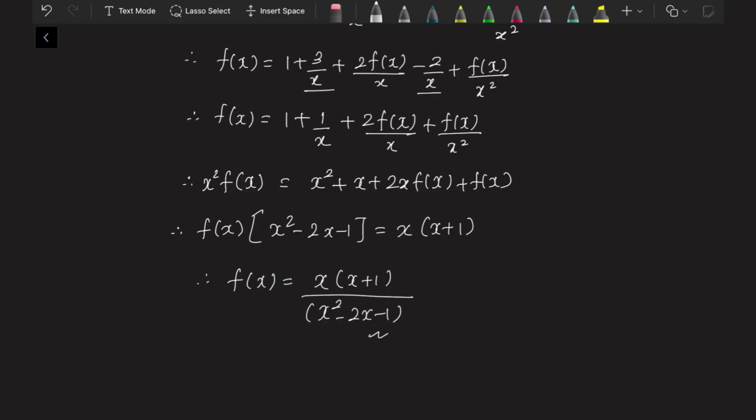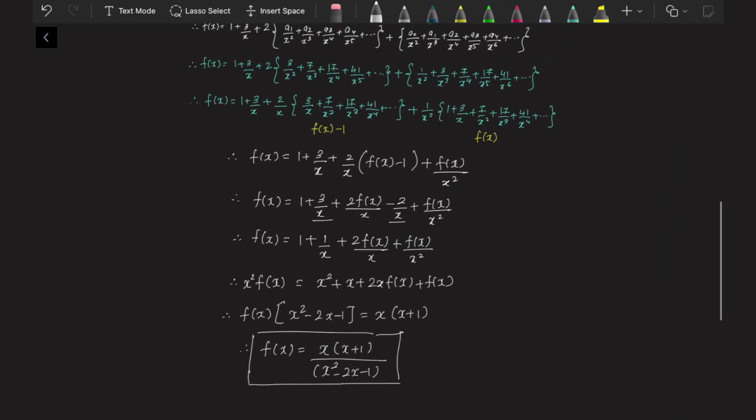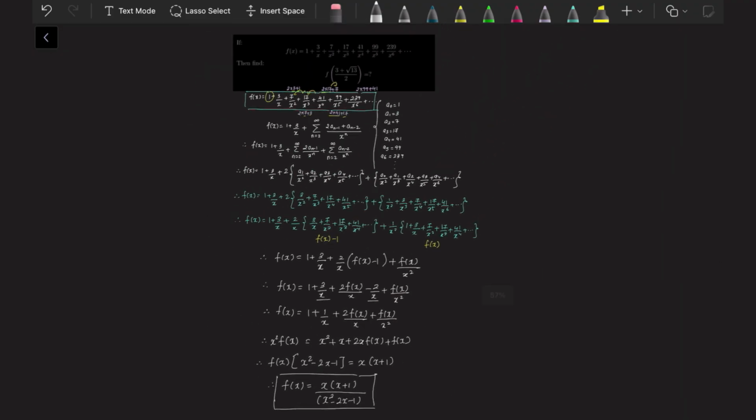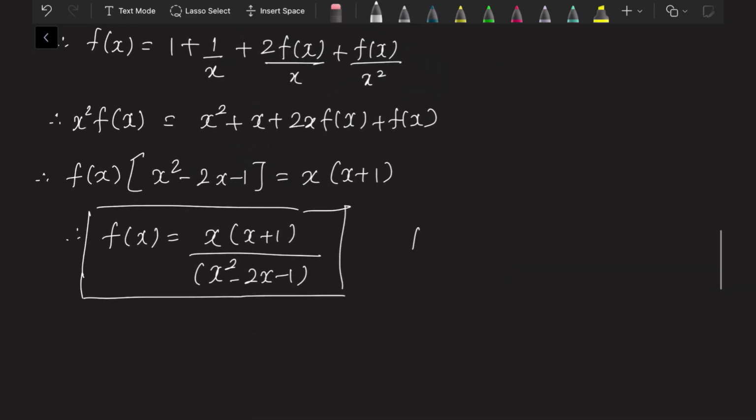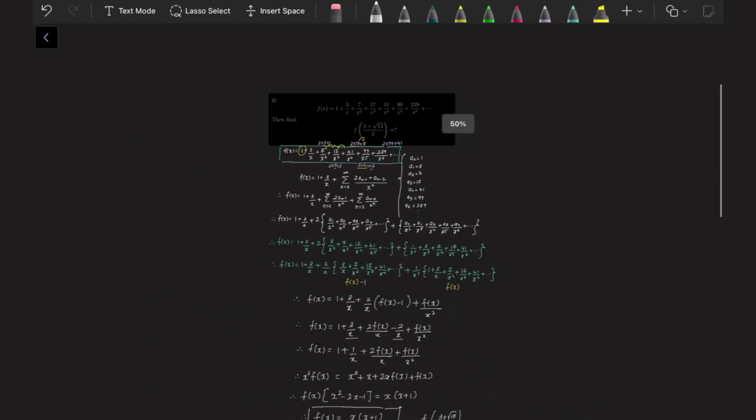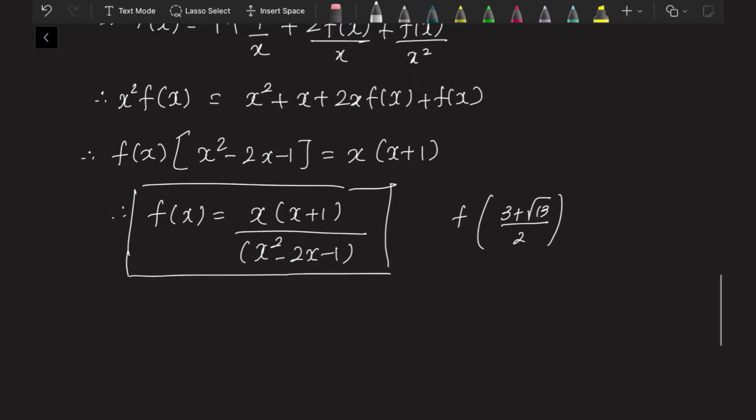Can we factor out this particular thing as minus 1? No, we cannot factor it out. So this is the value of f of x that we have got. Yes, the above expansion can be condensed in this particular pattern. Now recall what we need to find. From this, what was required is the value of f of (3 plus square root of 13) divided by 2. Yes, 3 plus the square root of 13 divided by 2.